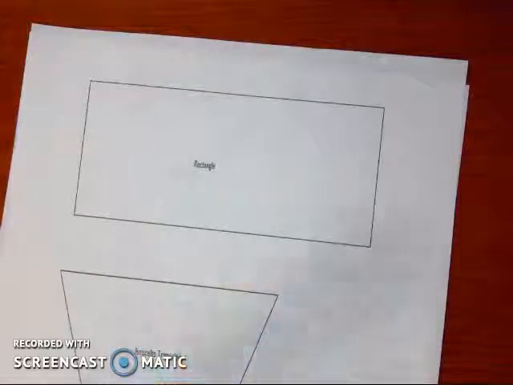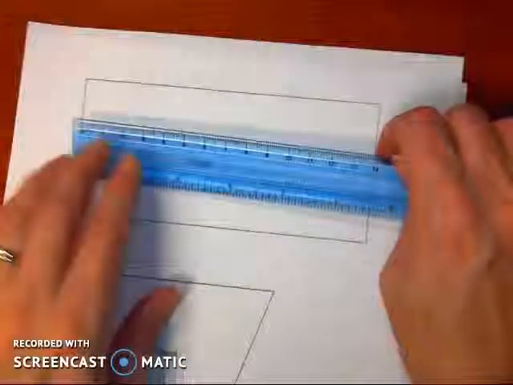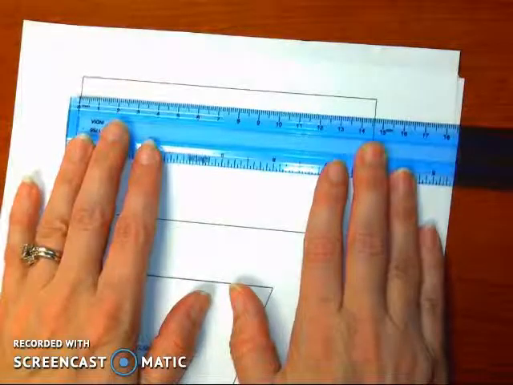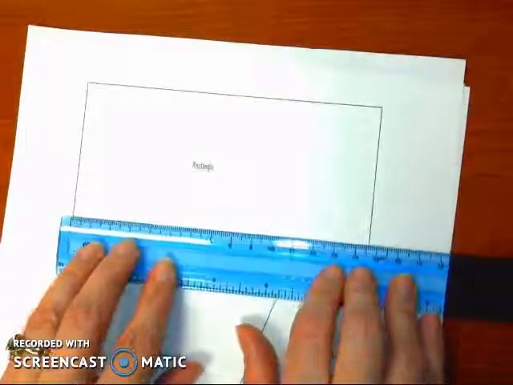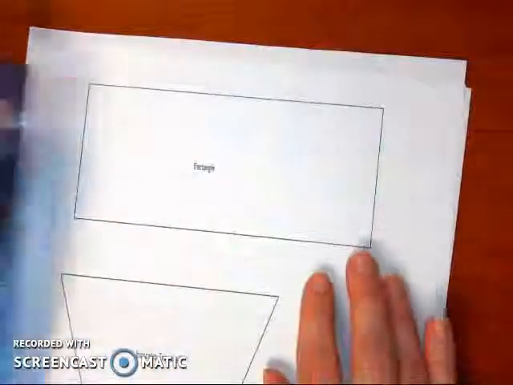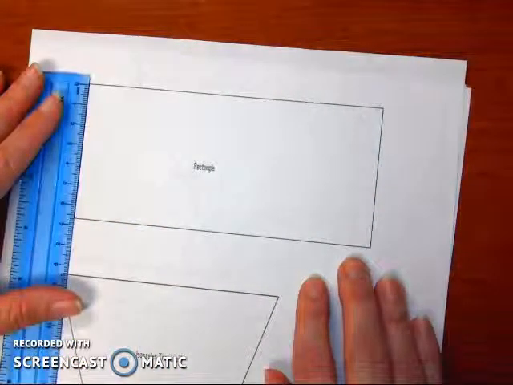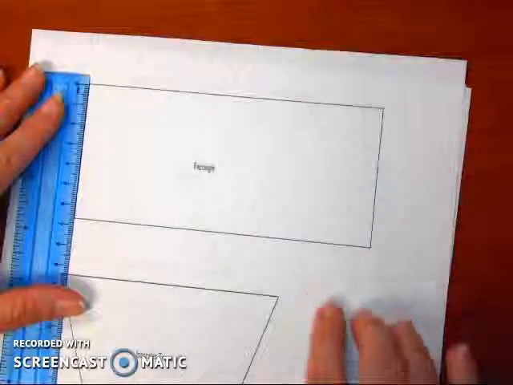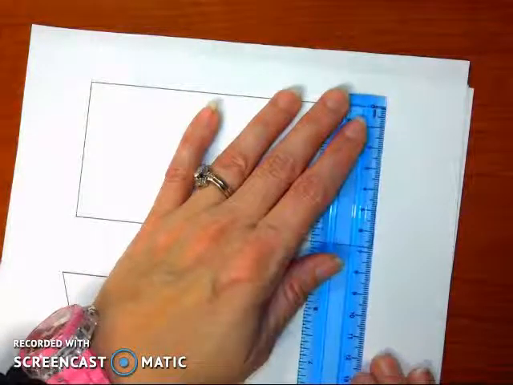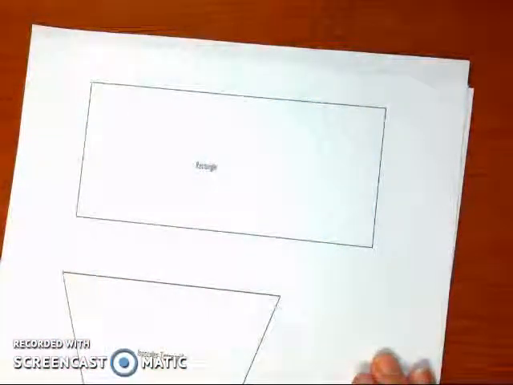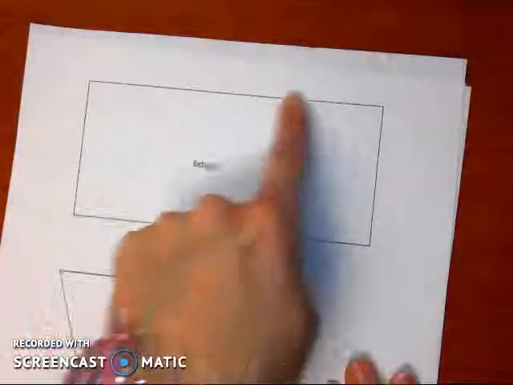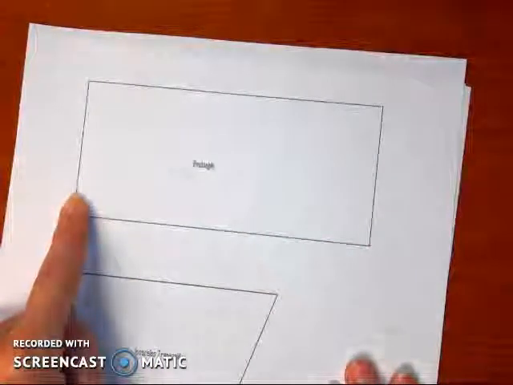Here's my rectangle. I want to check the opposite sides and see if they're congruent. So I'm going to measure. I get about 14.6 for the top and 14.6 for the bottom, so those are congruent. Then I have about 6.7 on the left and 6.7 on the right. So the opposite sides are congruent. Adjacent sides, those were not the same.